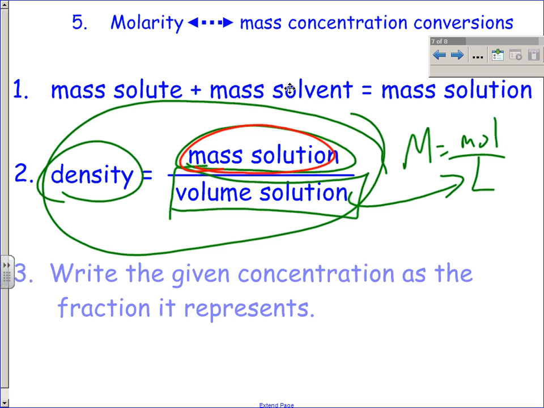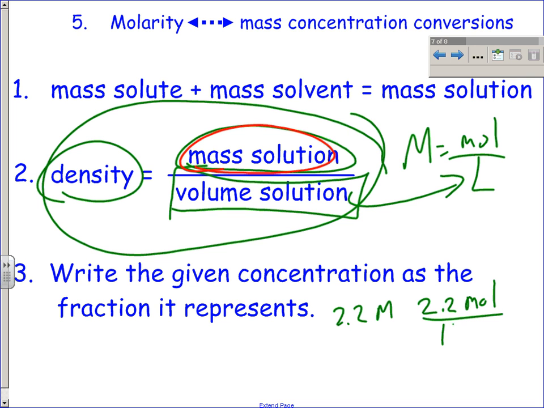And then finally, start the problem by writing the given concentration as the fraction it actually represents. So if it's 2.2 molar, make sure you understand and write it as 2.2 moles over 1 liter. And remember, that is solution and that is solute. Write it out no matter what it is. If it's a mass percent, write it out, 12%: 12 grams of solute over 100 grams of solution. So make sure you write it as the fraction it represents, because seen this way, you're going to see a lot more information that's going to be useful to you for this type of problem.